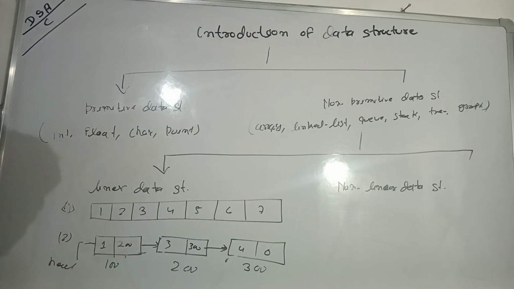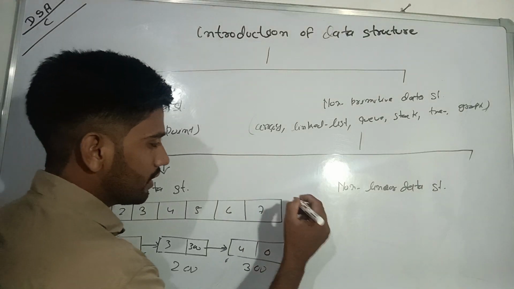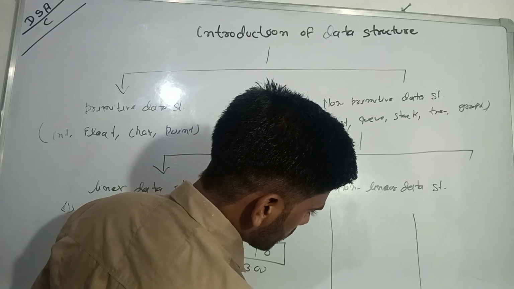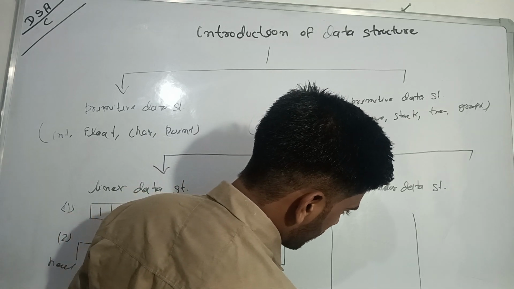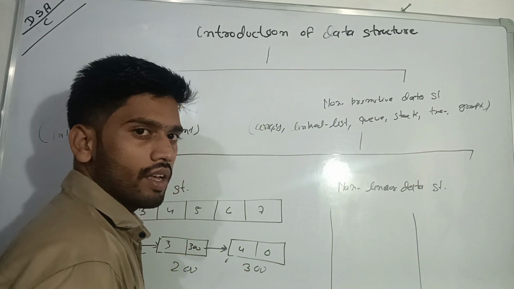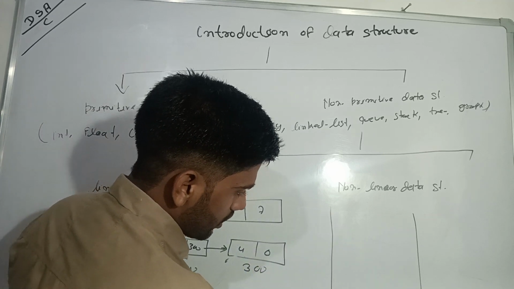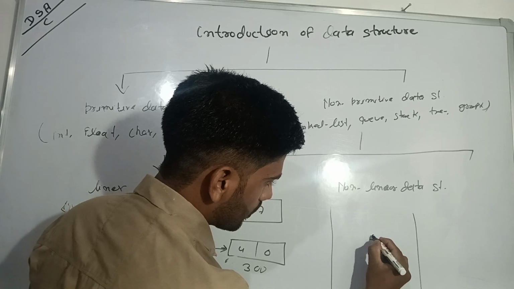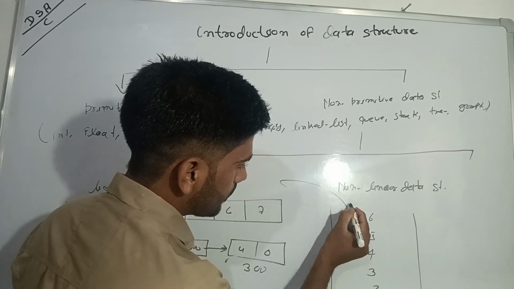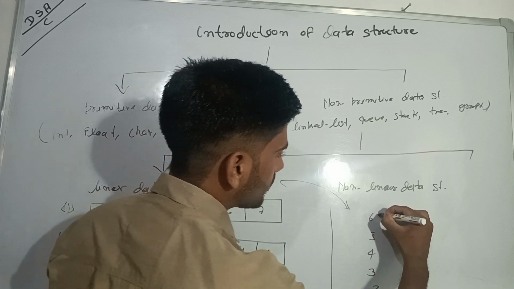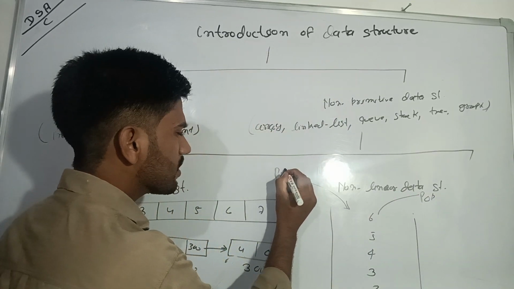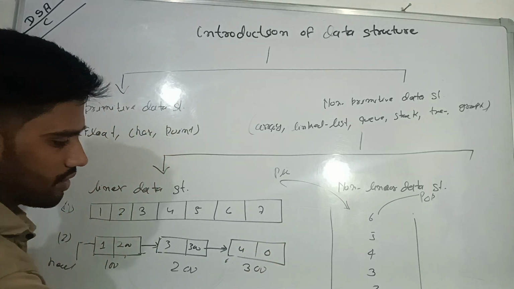And the third one is the stack. Suppose there is a stack of integer type. In the stack, suppose 1, 2, 3, 4, 5, 6, and here is a peek and here is a pop. We'll discuss peek and pop in detail when it comes.